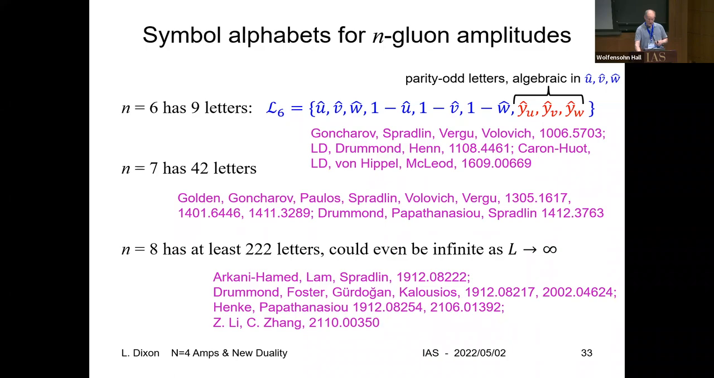And if we were to do the same thing for the n gluon amplitudes, at n equals six, we would have nine letters, which are shown here. And now I've put hats on them. They involve the cross ratios, one minus the cross ratios, some parity odd letters. And at n equals seven, we have 42 letters. At n equals eight, it's still not completely clear how many letters we have. There are at least 222 letters from a recent three loop paper, but I don't know if we're completely sure that there's a finite number of letters.